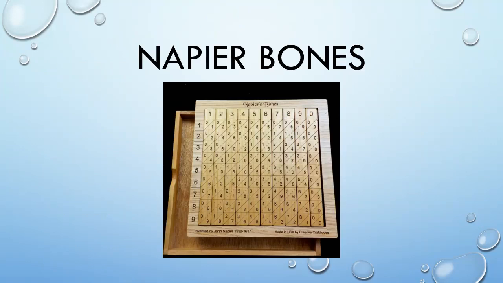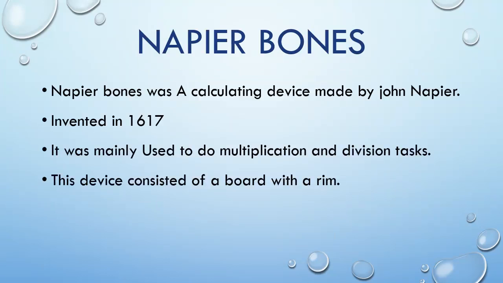The next one is Napier's bones. I am showing the picture of Napier's bones and here are some important points about it. Napier's bones was a calculating device made by John Napier. As necessity demanded, scientists started inventing better calculating devices. In this process, John Napier of Scotland invented a calculating device in the year 1617, called Napier's bones. It was mainly used to do multiplication and division tasks.